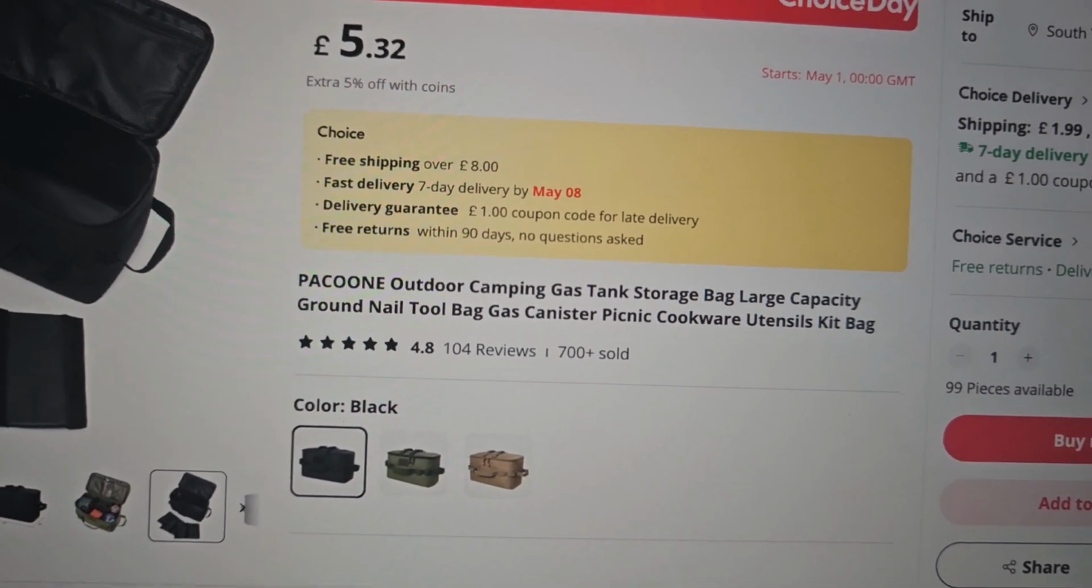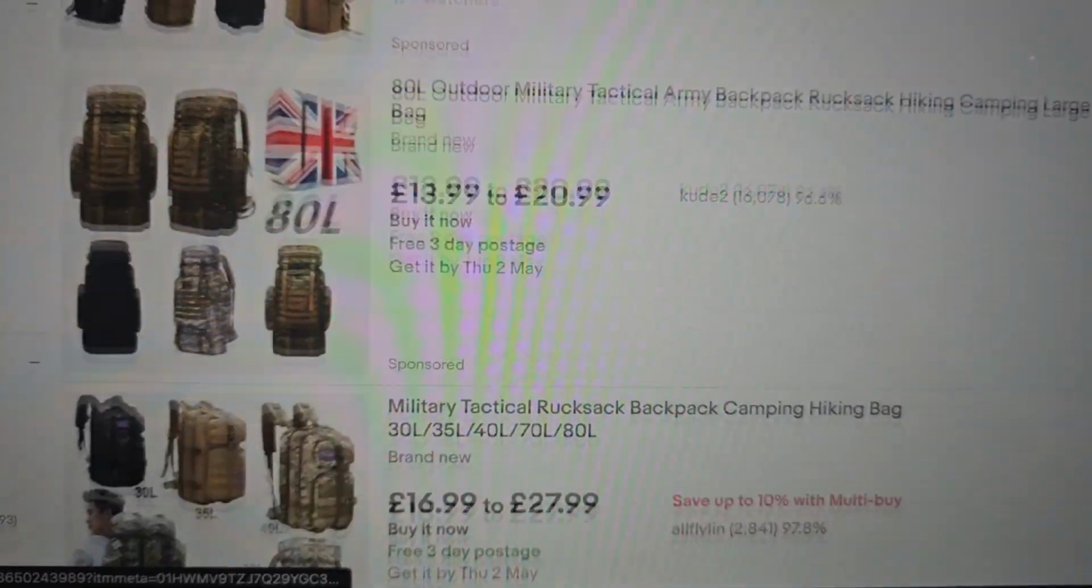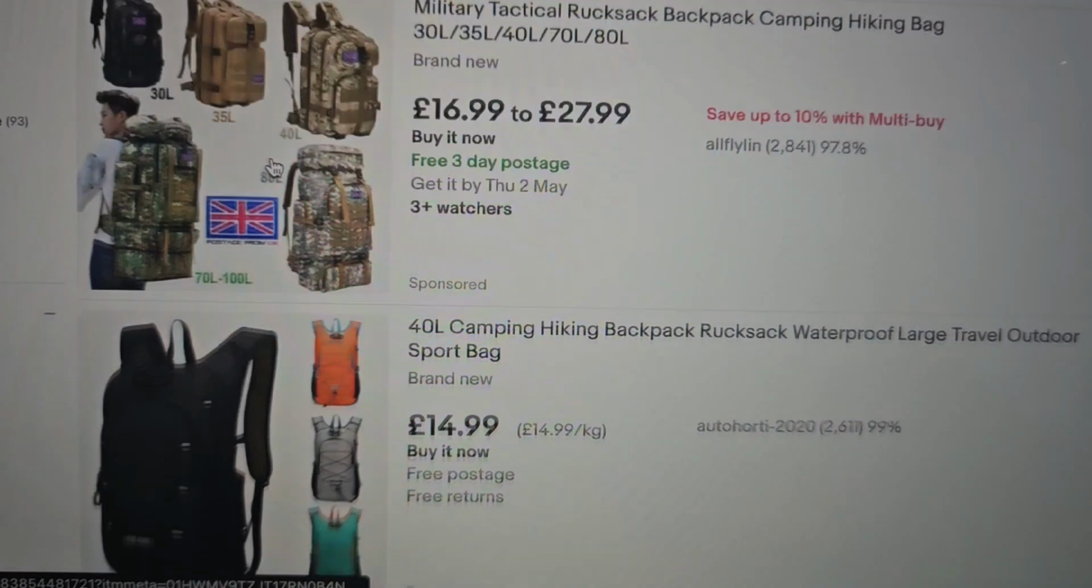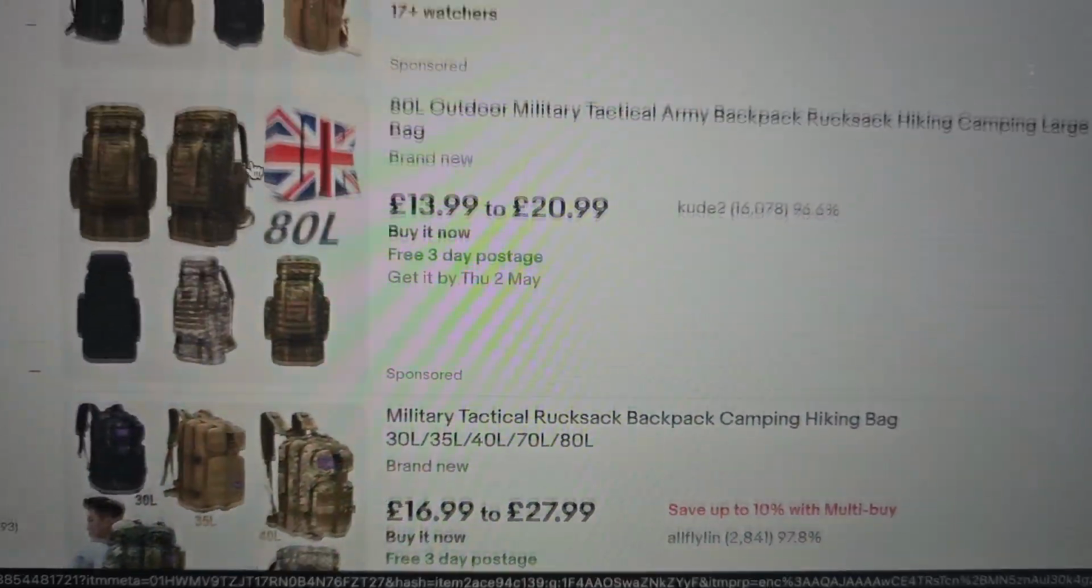And if we look on eBay, a similar sort of camping bag, the similar sort of things, go for about £16 to £17. Is this a good sale? Well, you guys might think it is. In my eyes, it definitely is not.